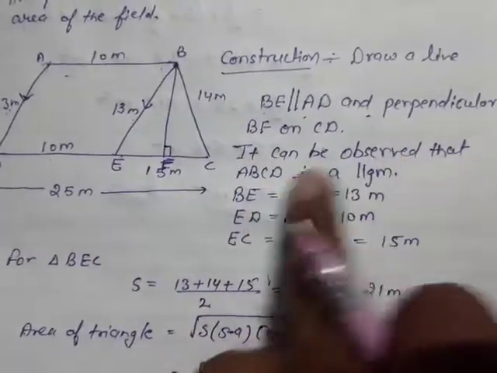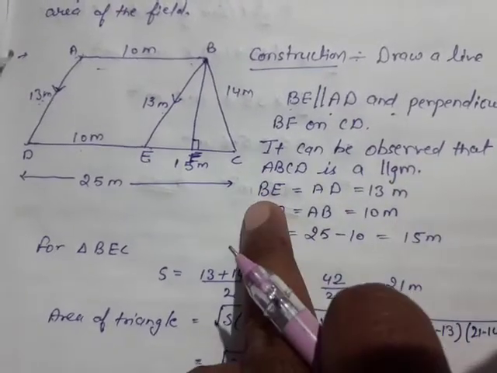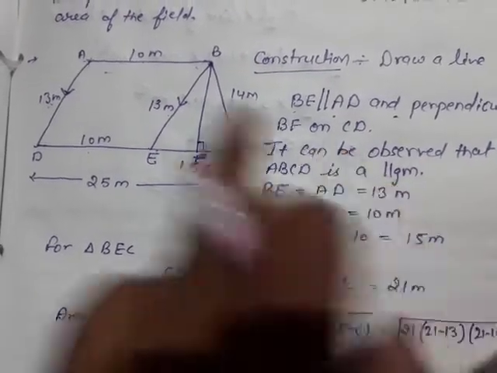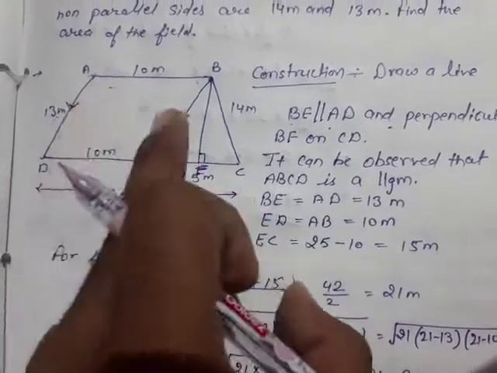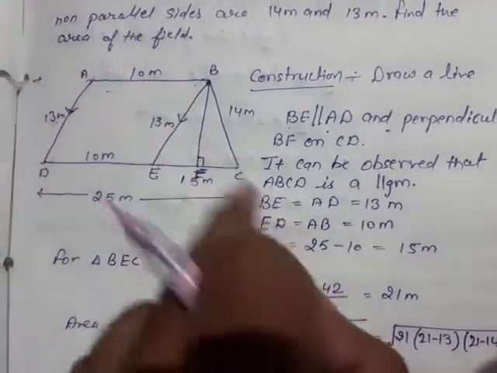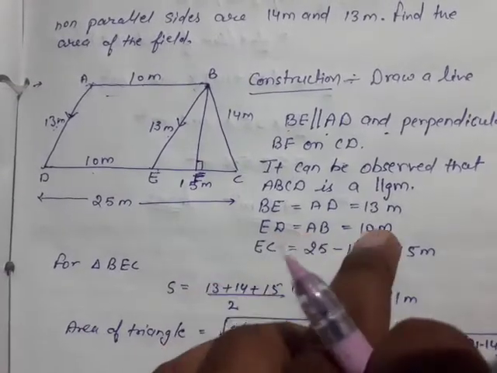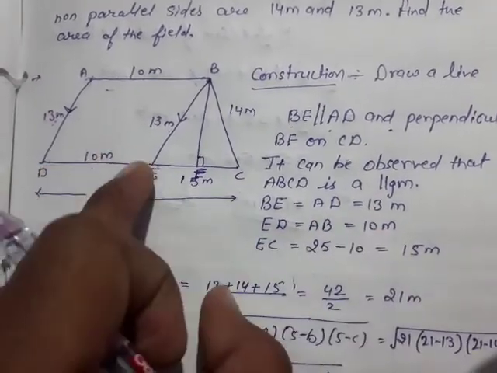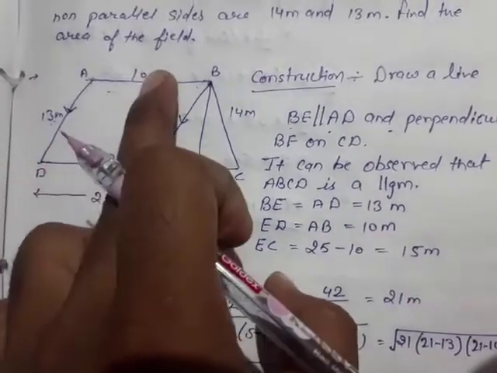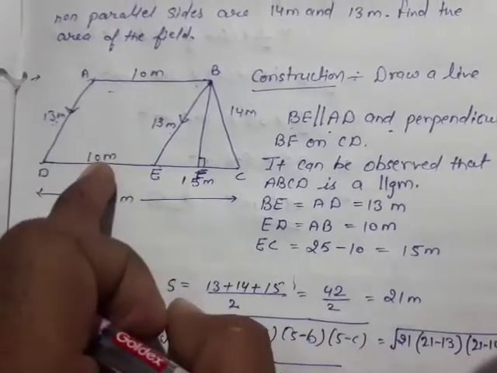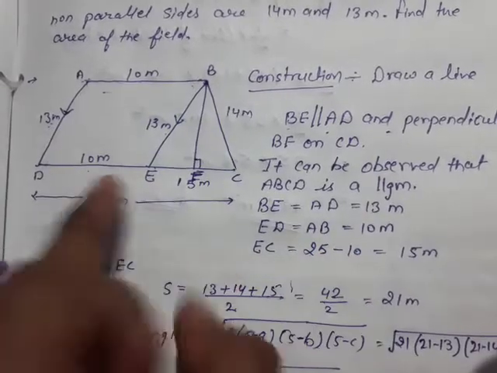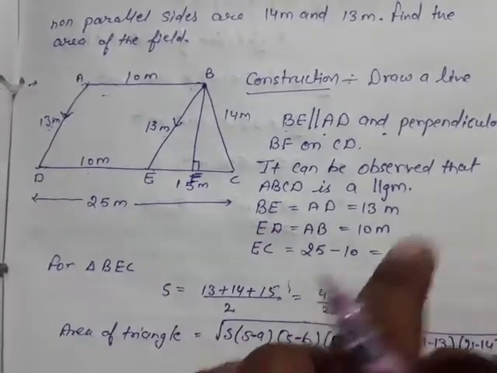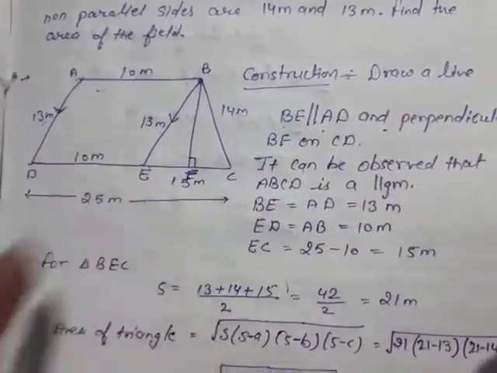So it can be observed that ABED is a parallelogram. BE equals AD equals 13 meter, opposite sides are equal. ED equals AB equals 10 meter, opposite sides of a parallelogram. And EC equals 25 minus 10, 15 meter. So we found all the sides.